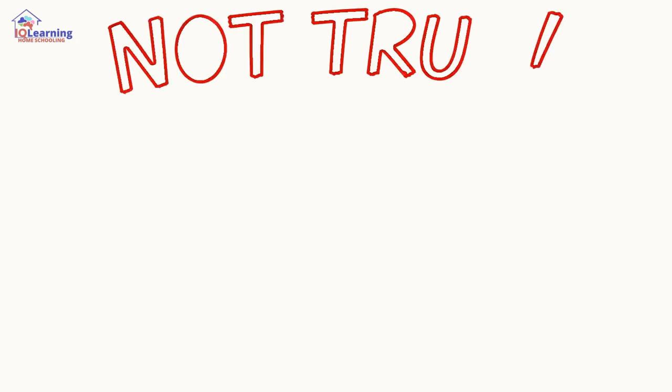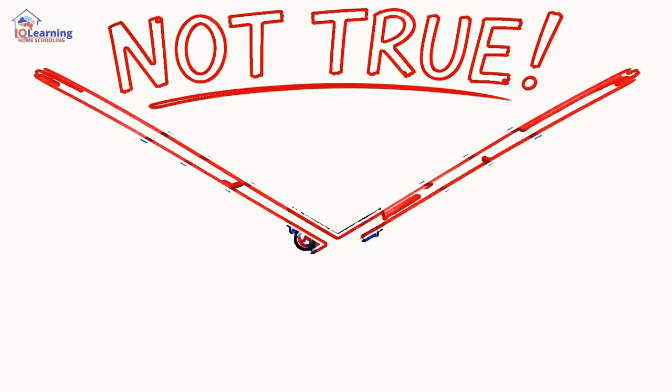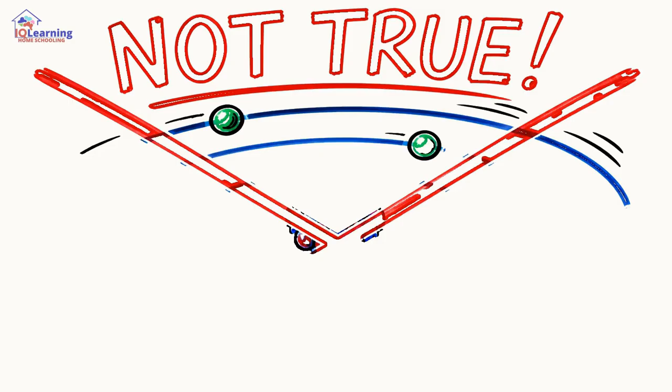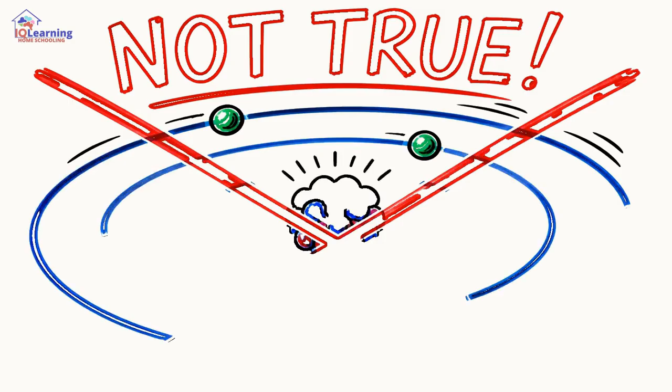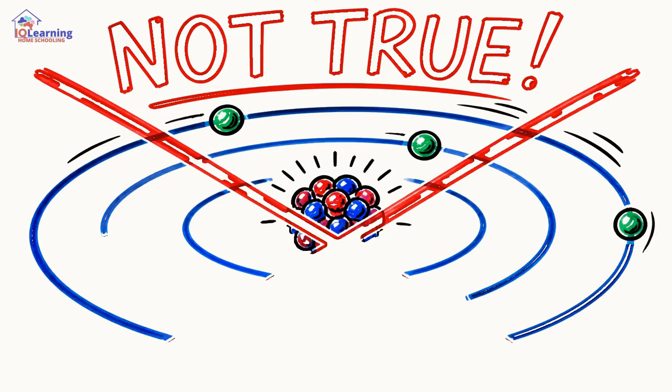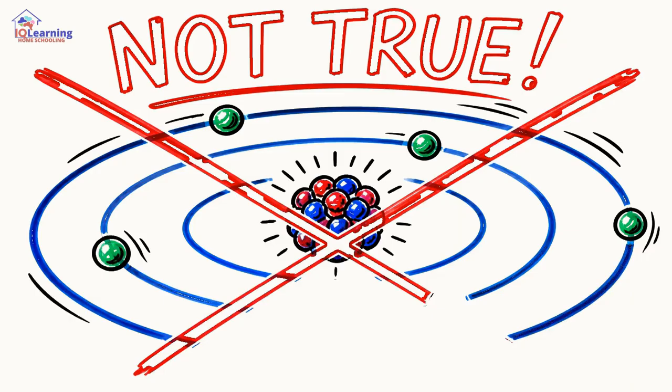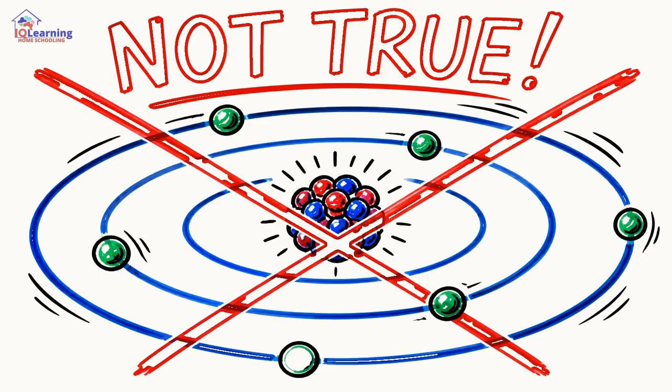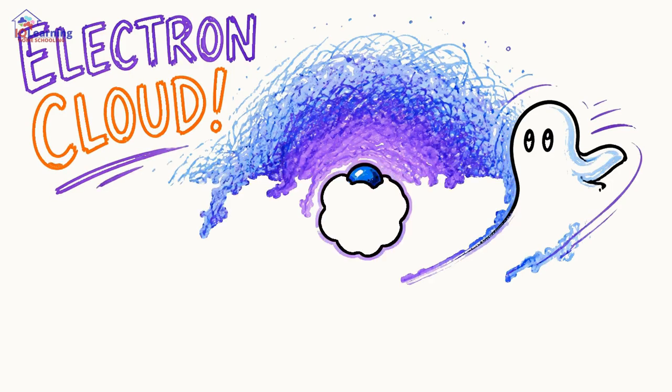Think of an atom. You probably picture a tiny solar system, a dense nucleus with little electron planets zipping around in neat, predictable orbits. For a long time, that's how science saw it too. But it's fundamentally wrong. The reality, described by the quantum mechanical model, is far stranger and more fascinating.